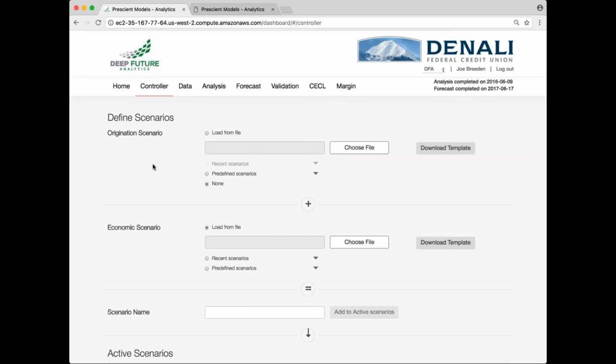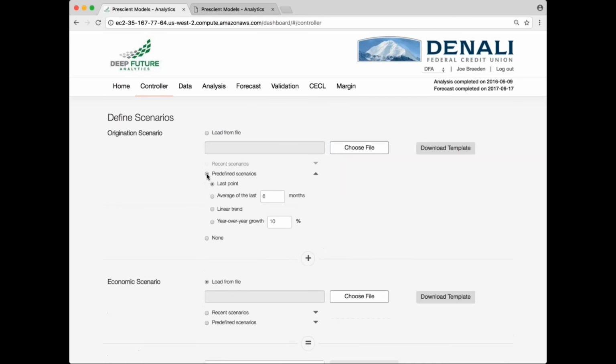What you have to do is think about two main things. How will my portfolio grow in the near future? And what economic scenarios do I want to consider in the near future? Now, under CECL, we assume no future originations, so the origination plan would be none. But from a portfolio forecasting perspective, we could consider a range of options: continuing the last point, the average of some previous period, trends, year-over-year growth. Any of these you could dial in the settings you'd like.